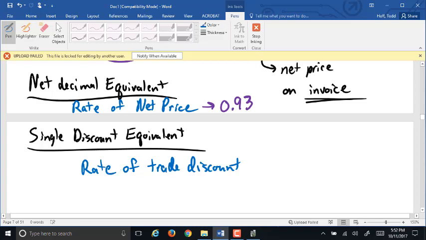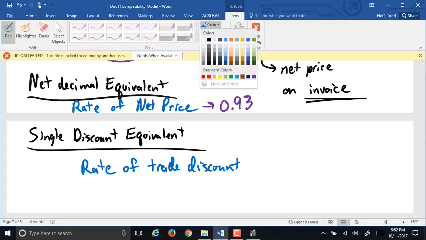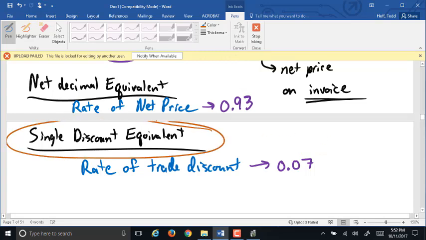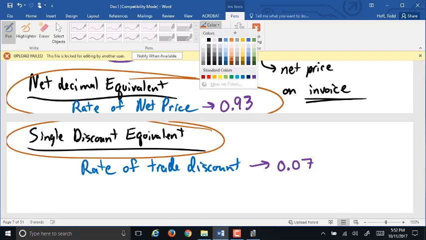Yes, the single discount equivalent is the rate of the discount. And in this problem, it is the 7%, which as a rate would be 0.07. This is the one that's usually given in the problem, the single discount equivalent, or the single discount. But what we are more interested in is the net decimal equivalent. That's the one we really want to use.